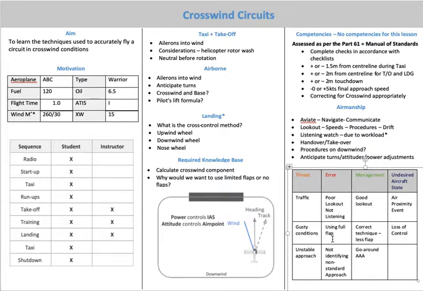And then another threat in this lesson, as I mentioned before, is an unstable approach. The error would be not identifying a non-standard approach, and the management technique will be go around, AAA. The undesired aircraft state will be a missed landing, heavy landing, or damage to the landing gear. So make sure you use good command decision making and you go around the airplane.